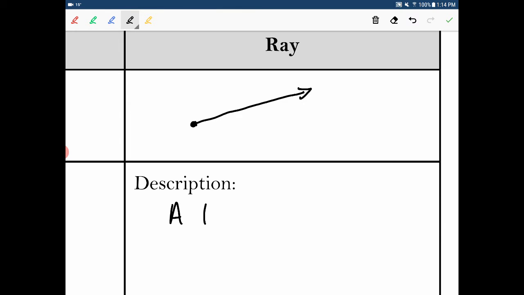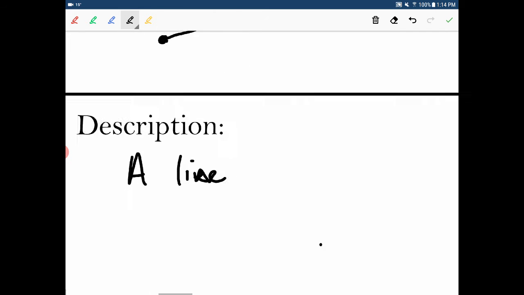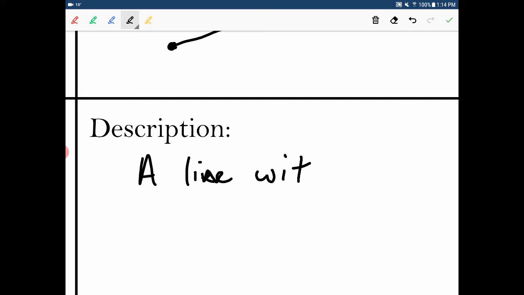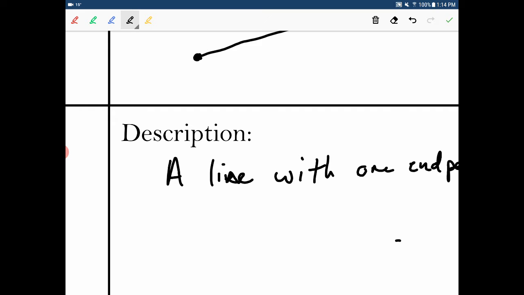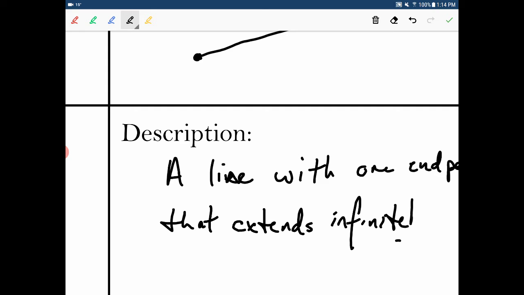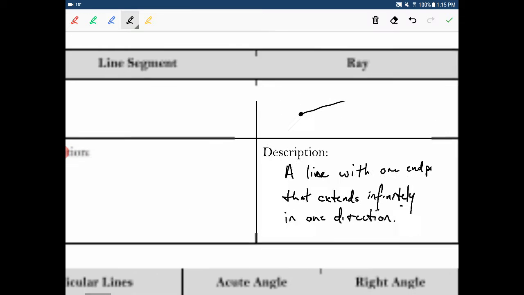So, a line with one endpoint that extends infinitely in one direction. All right, so that's that.